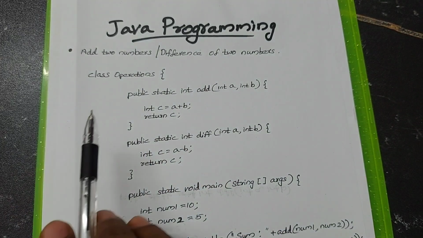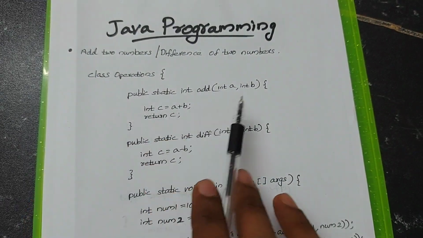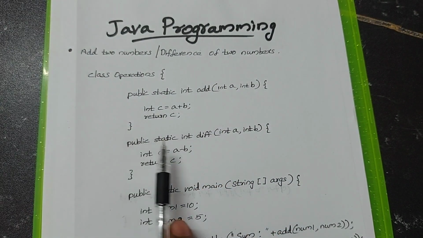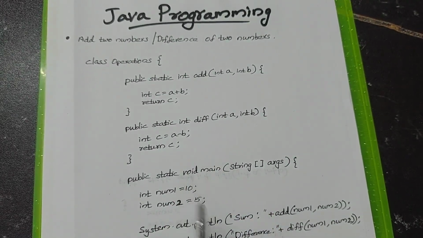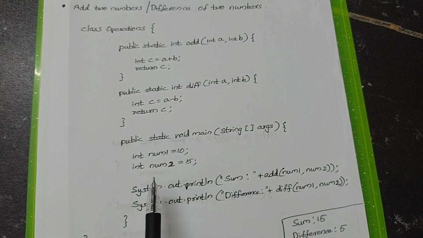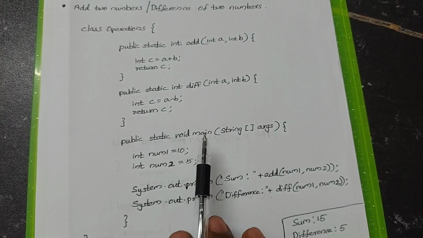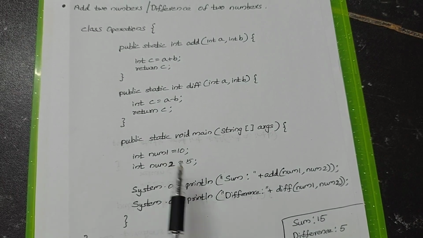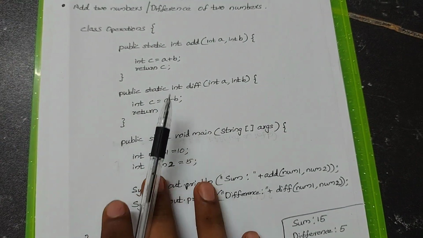Here I have written three functions. This function is to add two numbers, another function is to find the difference of two numbers, and a main function. Actually, this main function is the core of this program because when we run this program, the control first hits inside this main function, and from here we are invoking other functions. Okay, that's how it is working.